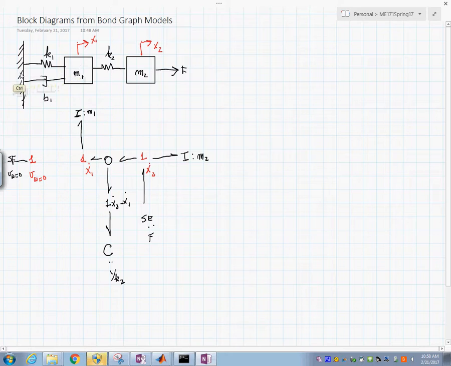Over here we have the difference between this and the wall. So this is a 0 here, and this would be a one junction with x1 dot minus the velocity of the wall. And then in here you have the C element with value 1 over k sub 1, and you also have this R element with value b sub 1. This is the bond graph model that we want to turn into a block diagram.